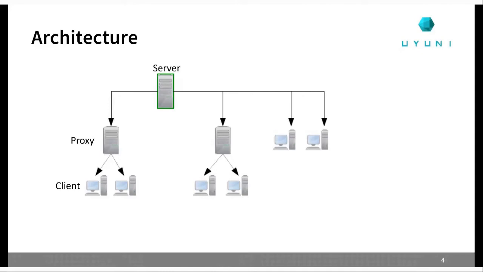The architecture of Uyuni is the classical server-client architecture. We have an Uyuni server, you have the clients, and in the middle, if you have a lot of systems or if you have remote sites, you may want to put proxies. Proxies are essentially cache servers. They cache the packages, configuration files, some stuff, but all the management in the end goes to the server, to all the commands.